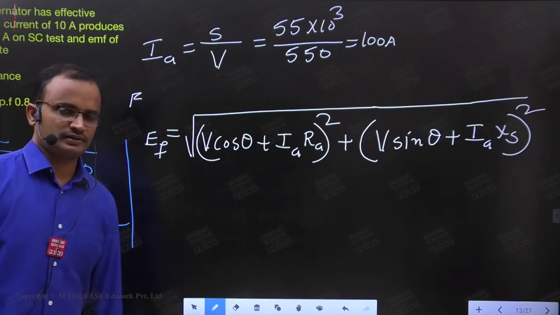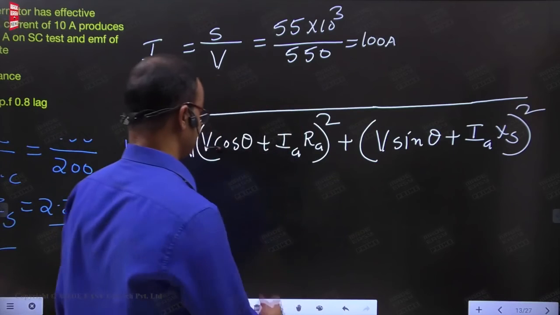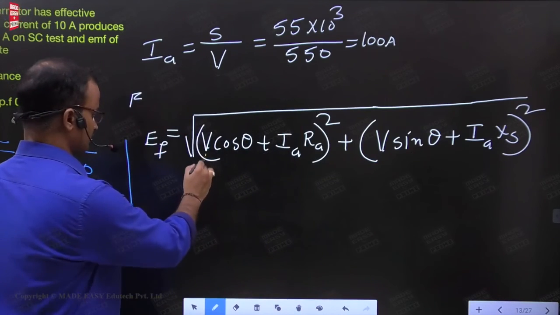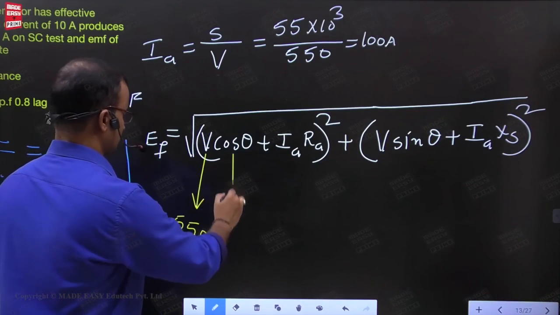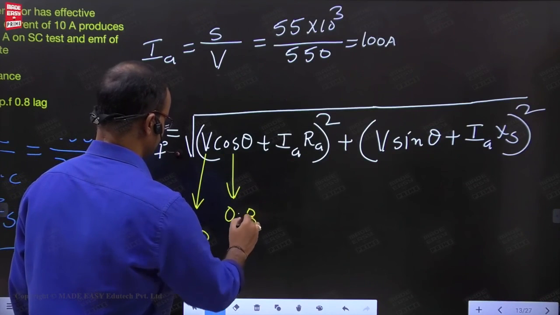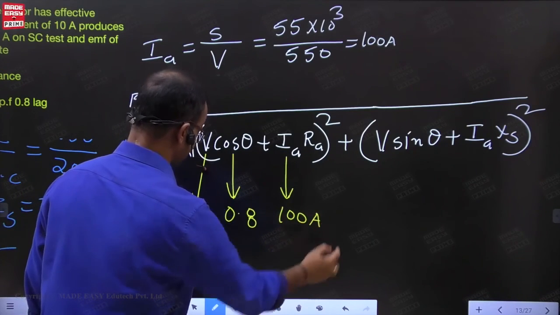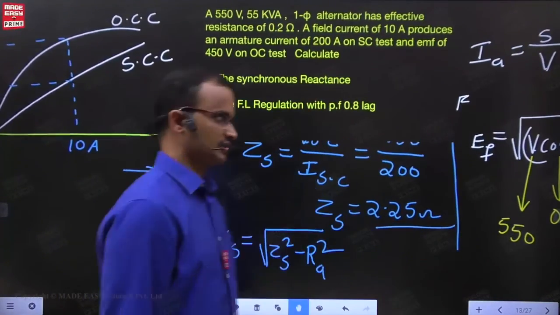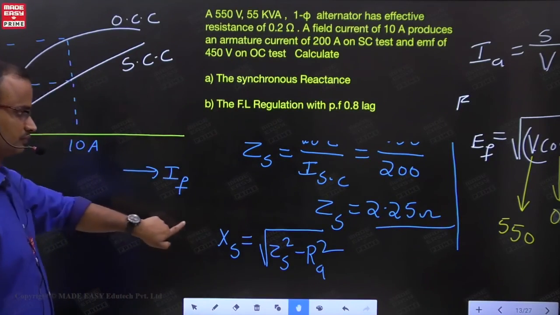क्वेश्चन में कौन सा पावर फैक्टर दिया? इधर 0.8, and the sign is plus. Can you substitute the respective values? Rated voltage 550, पावर फैक्टर 0.8, आर्मेचर करंट भी कैलकुलेटेड, इधर 100. And in the data itself, armature resistance given है, armature resistance is 0.2.